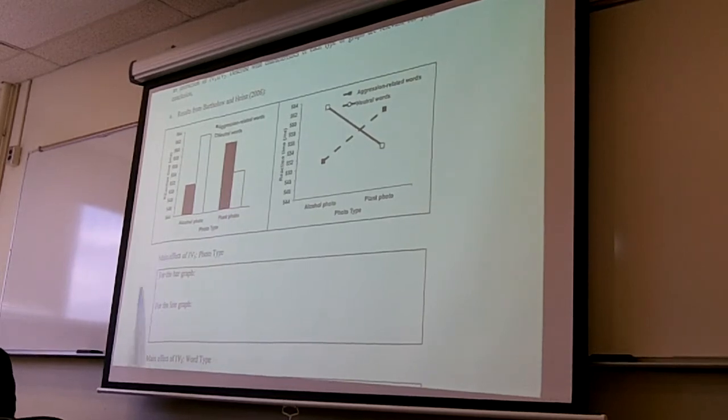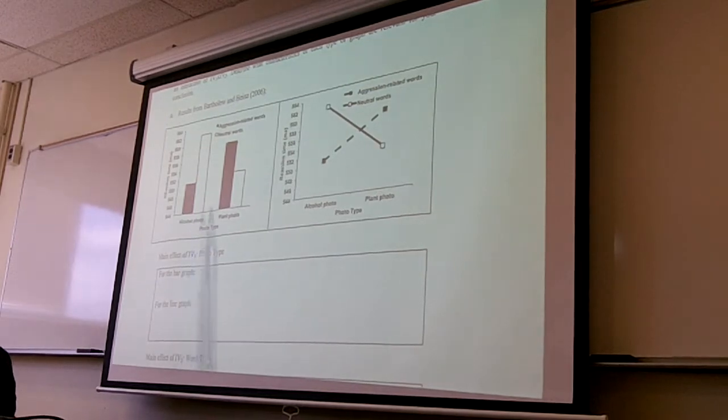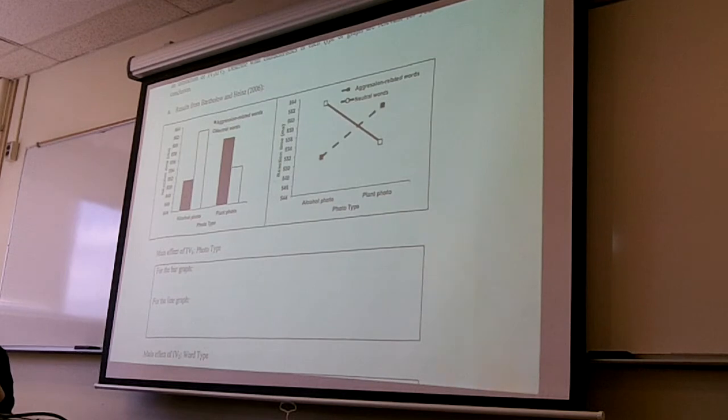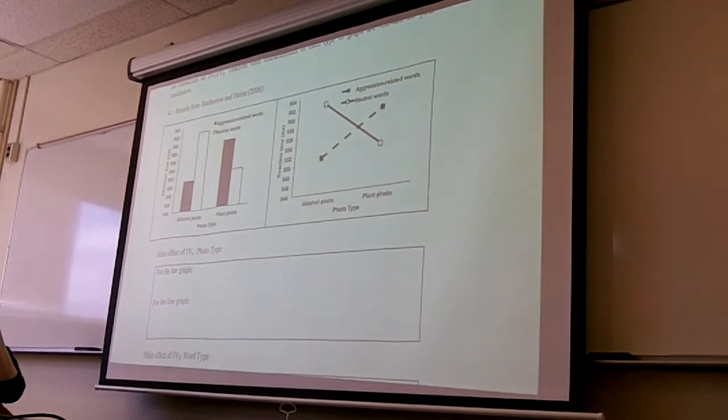So be specific. If I compare the black and white bar for the alcohol photo and the black and white bar for the plant photo, and if I average those 2 pairs, right, if I average the alcohol photo bars together and I average the plant photo bars together, I think that the averages are about the same, so I think there's no main effect. Be specific what bars you're talking about.